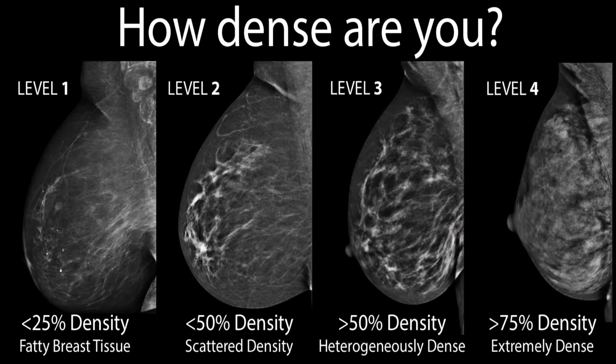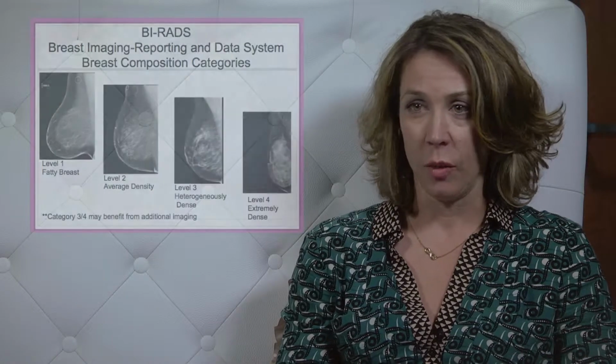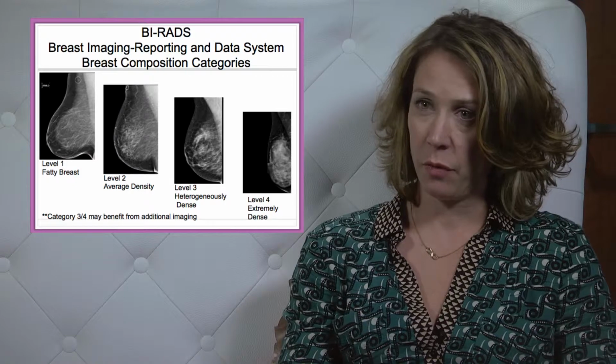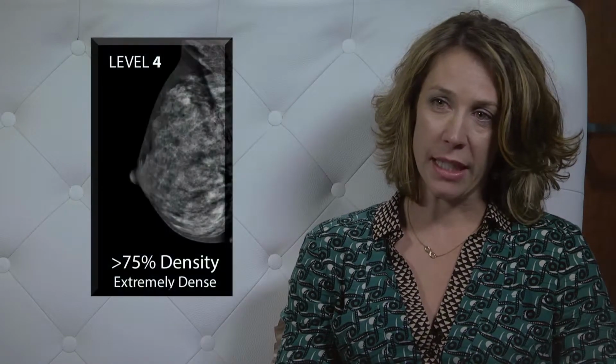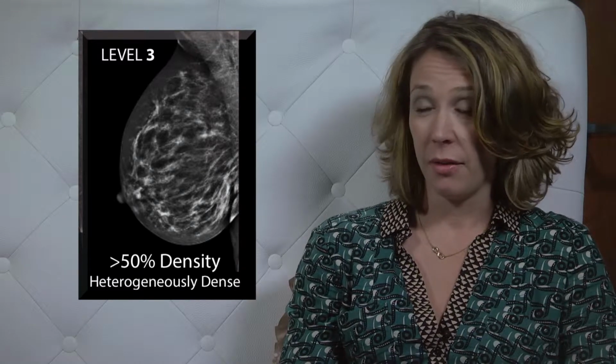We describe breast density according to a scale of 1 through 4, designated by the American College of Radiology, 1 being fatty and 4 being extremely dense. About 10% of the population will be in ACR category 4, or extremely dense tissue. About 40% of the population will be a category 3. So that means that dense breast is very common. About 50% of the screening population will have dense tissue.